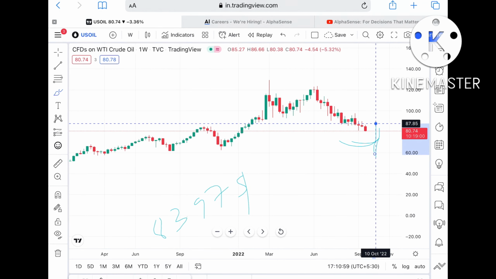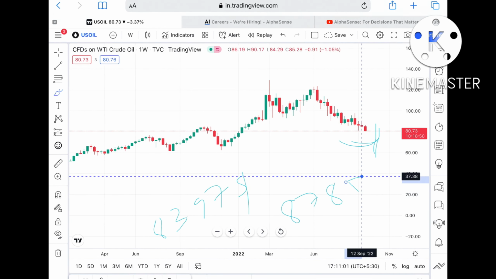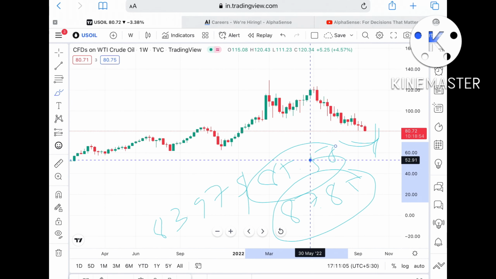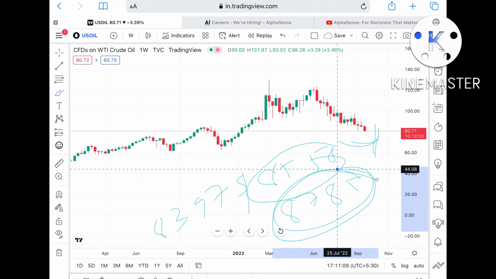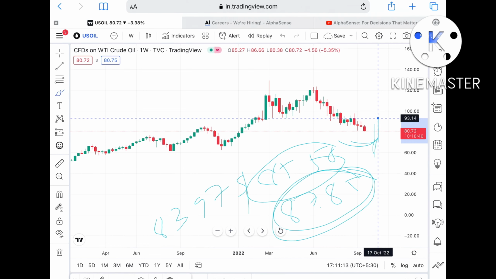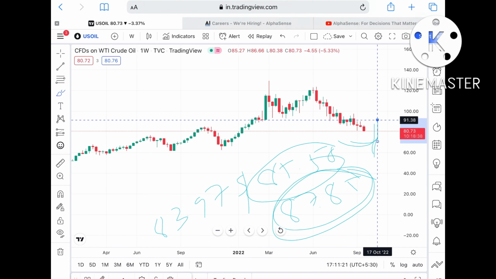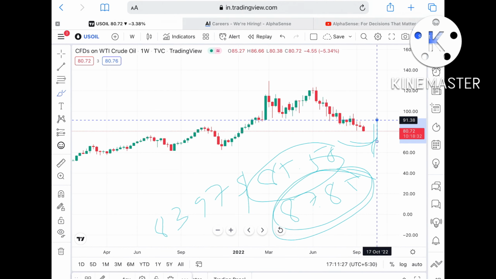So if this particular level sustains, we can see it go further upside towards a level of 83.97, and if that level sustains, then we can see it touch a level of 85.58, and once it sustains this particular level, we can see a level of 87.85, and from there we can see it go further upside. Okay, and if that level sustains, we can see a level of $88.91, and from there we can see it go further higher towards a level of $93.58. Okay, and once it sustains above this particular level, then we can see it go further upside.